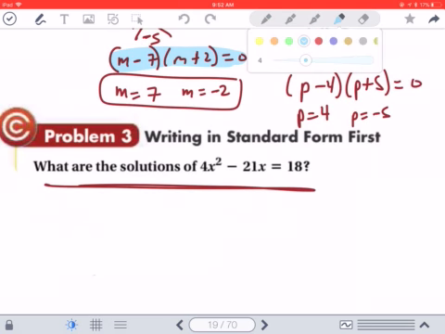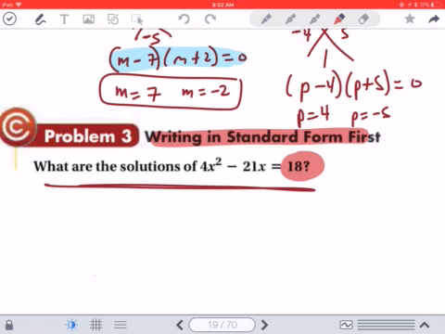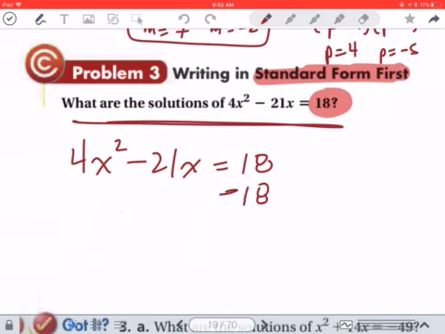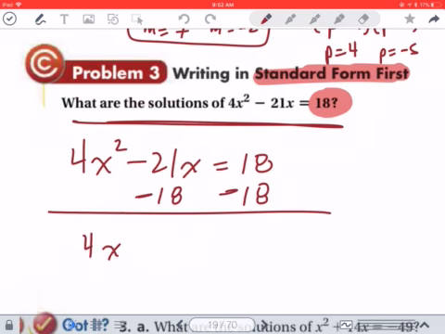So we have a little bit of an issue. I'll highlight it in red. 18 is on this side. We can't factor it yet until things are in standard form. So we have to put it in standard form first. That means everything is on the same side, and we set it equal to 0. So I have to move this 18 over before I do anything. So I have to subtract 18. So I have 4x squared minus 21x equals 18, but it's going to be minus 18 equals 0.